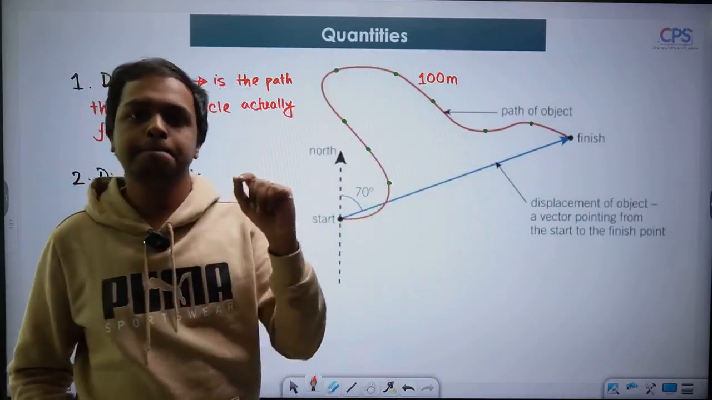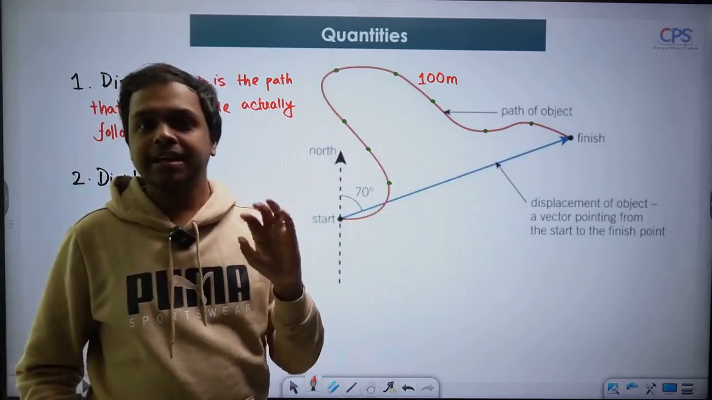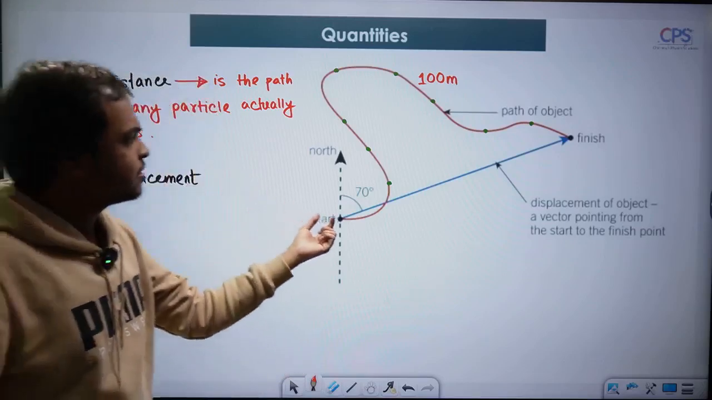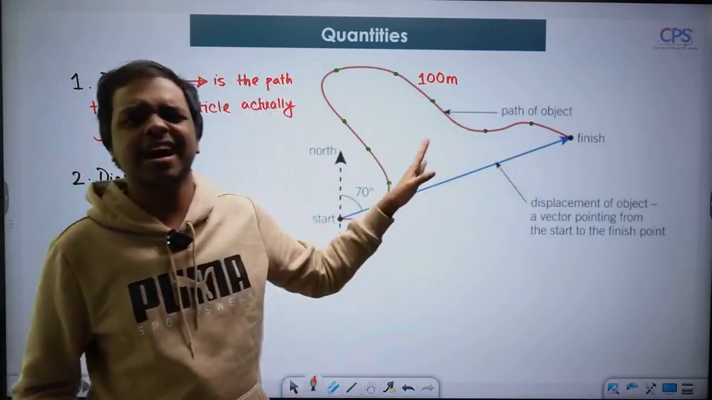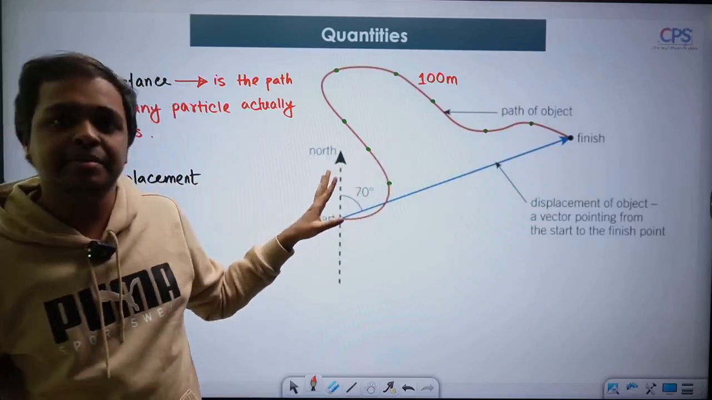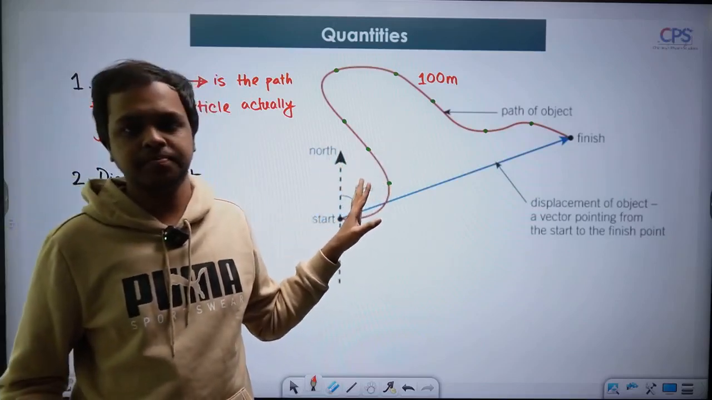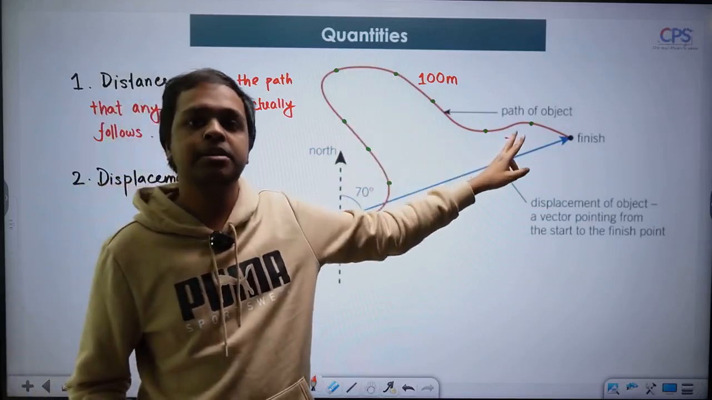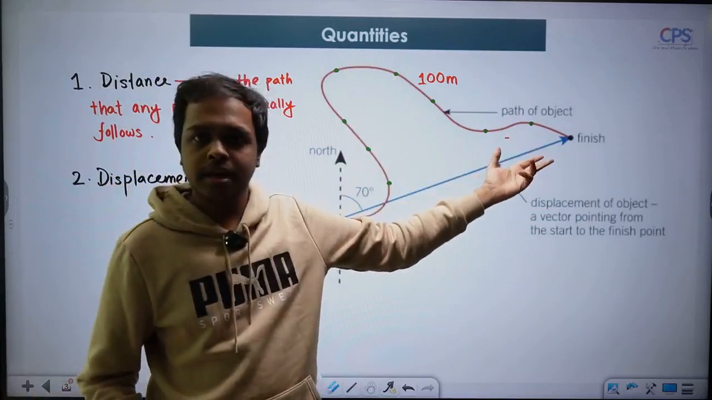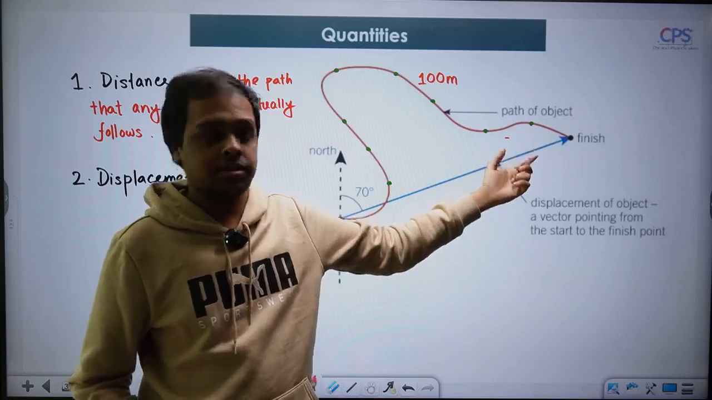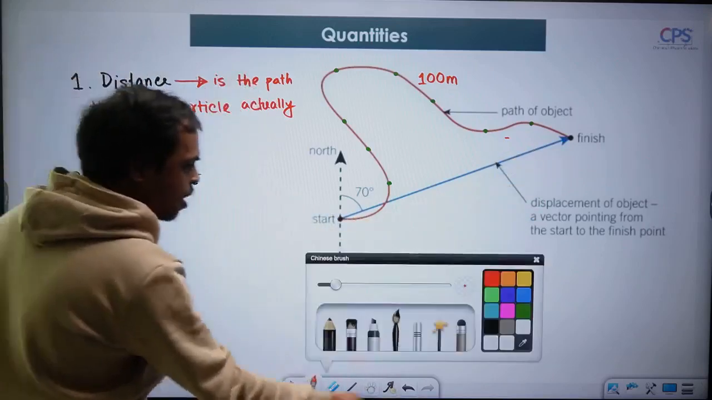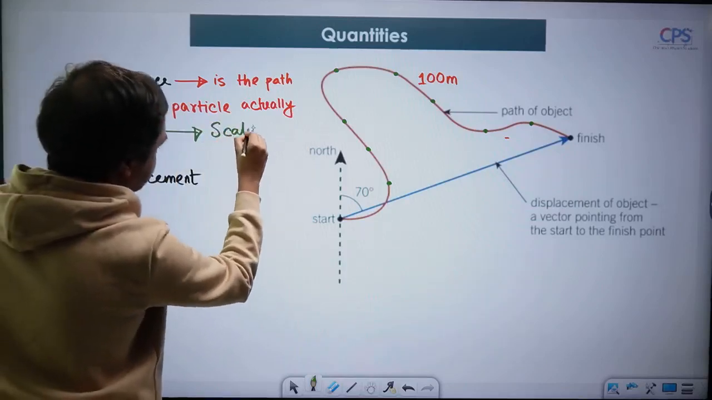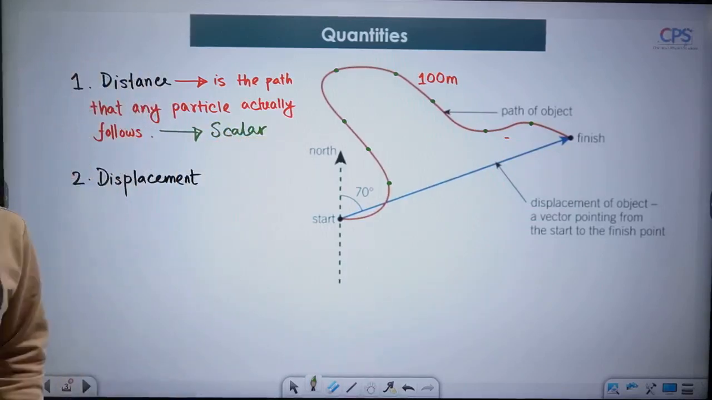And what you might notice from this is that there is no particular direction for it. We are just telling you that this distance is 100 meters or let's say 100 kilometers, but it doesn't have any direction associated with it. The actual path is 100 meters or 100 kilometers long, but we don't say any direction. So distance is of course a scalar quantity. It doesn't have any direction.